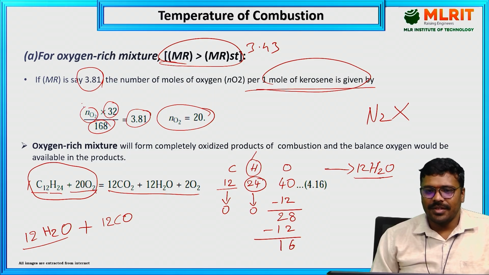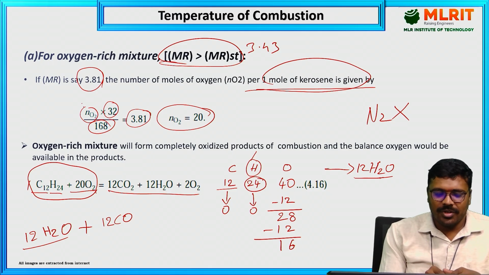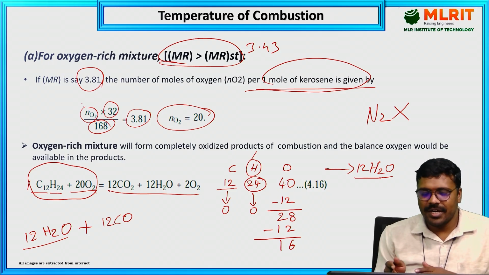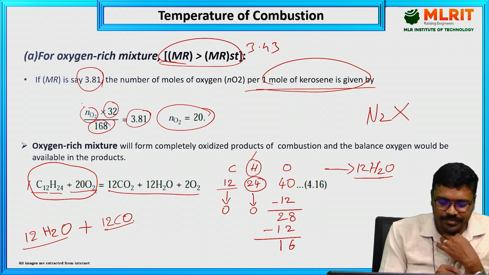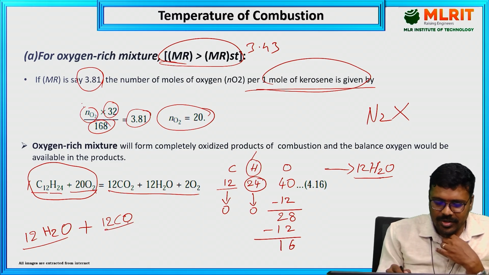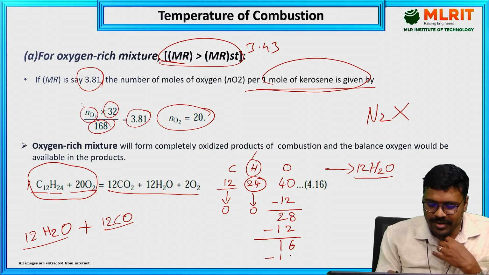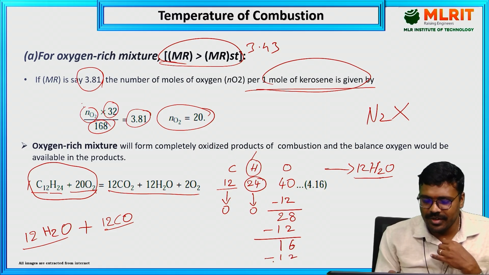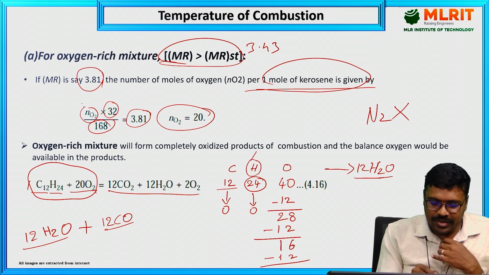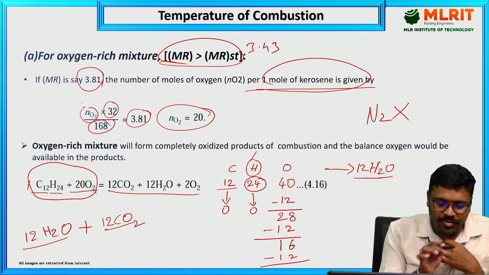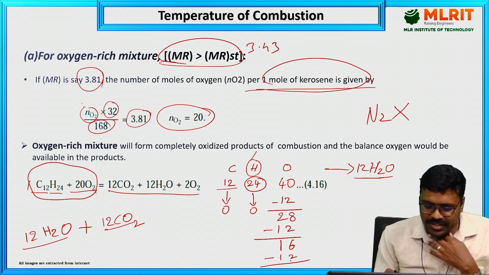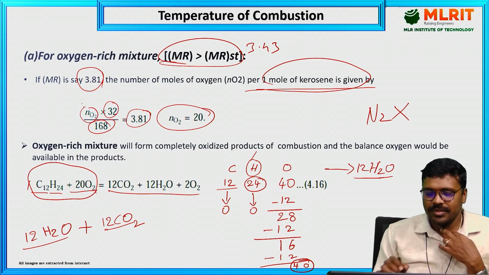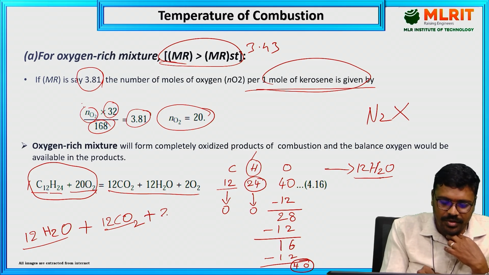So according to the procedure, whatever carbon monoxide there is will react with the remaining oxygen atoms and form carbon dioxide. How many carbon monoxides are there? 12 carbon monoxide. How many oxygen atoms are required to form CO2? 12 oxygen atoms required. So 12 COs will convert to 12 CO2. So 12 oxygens will be subtracted. How many oxygens are left? 16 minus 12, 4 oxygens are left. So these 4 oxygens will be 2 O2.